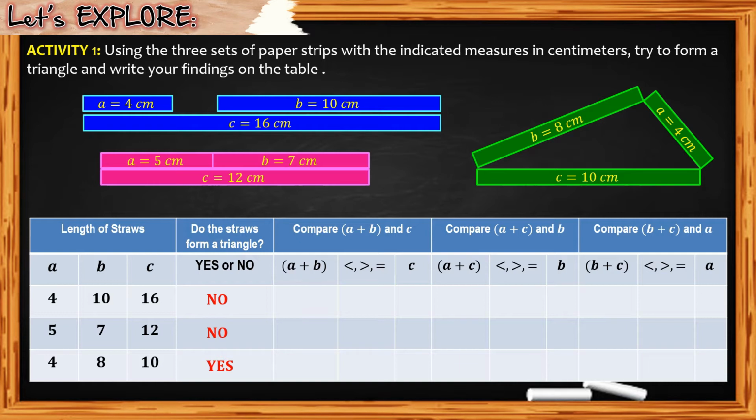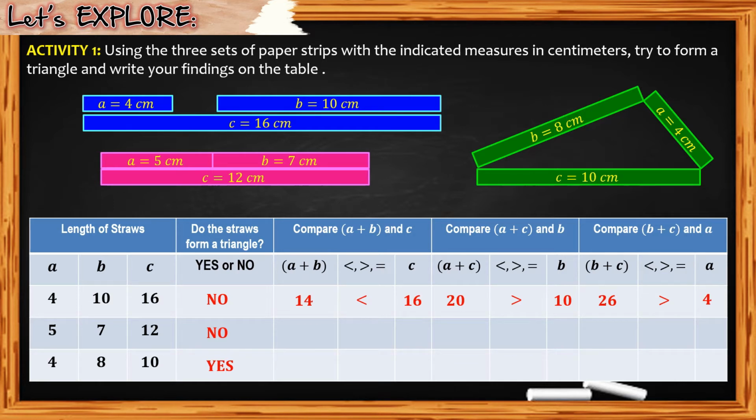Now let's proceed to the comparison. Here we are going to use less than, greater than, or equal. On the first set, we have the sum of A plus B. A is 4 plus B is 10. The result is 14, and 14 is less than C, which is 16. Next, A plus C. A is 4 plus C is 16. The result is 20, and 20 is greater than B, which is 10. B plus C. B is 10 plus C is 16. The result is 26, and 26 is greater than A, which is 4.